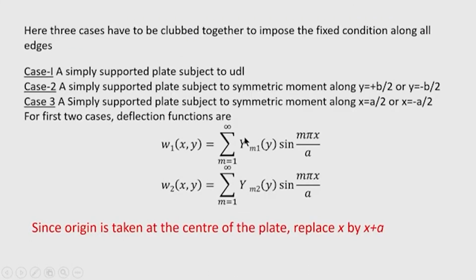So, accordingly we divide the case into three types. We have divided the problem into three cases: case 1, a simply supported plate subjected to UDL; case 2, a simply supported plate subject to symmetric moment along y is equal to plus b by 2 or minus b by 2; case 3, a simply supported plate subject to symmetric moment along x is equal to a by 2 and x is equal to minus a by 2.